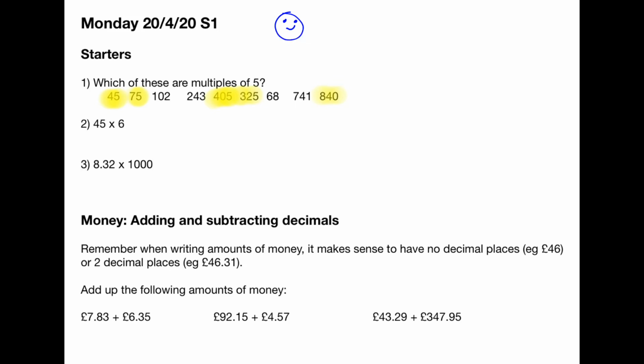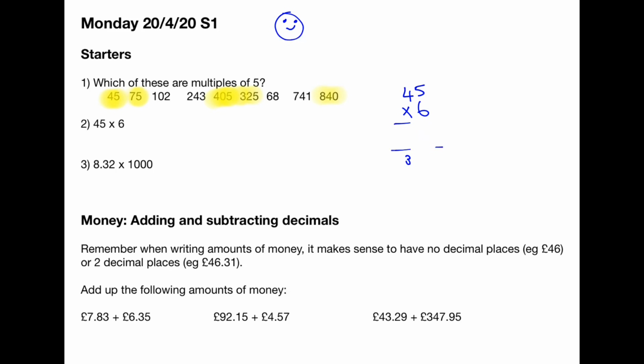45 times 6. You can either do that in your head or you can write down a chimney sum. That's up to you. So if you pause it just now and you work out the answer, then come back to me. So I'm going to do it with a chimney sum. We've got 45 times 6. So just a simple multiplication here. We've got 5 times 6 is 30. So we write it down so it still looks like 30.